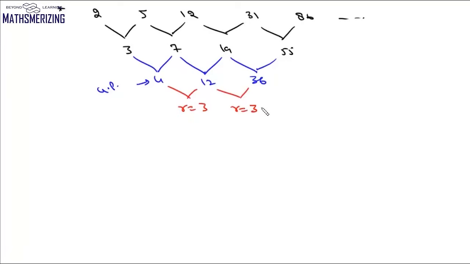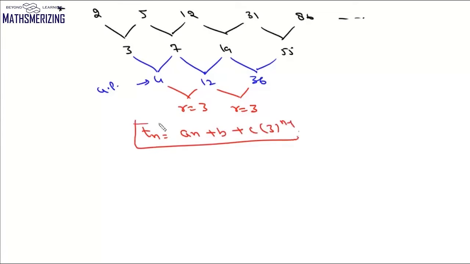So if the successive difference is in GP, we know that its general term Tn will be given by An plus B plus C into R to the power of n minus 1. R here is 3, so it will be 3 to the power of n minus 1. So this is how we can define its general term. Now we need to find the values of A, B, C. Now if we put n as 1, we'll get the first term, so it will be A plus B plus C, and it will be equal to 2.